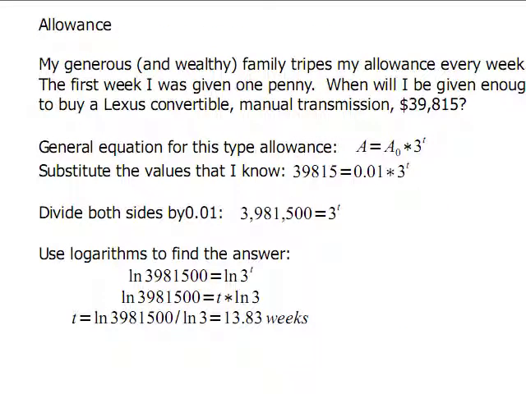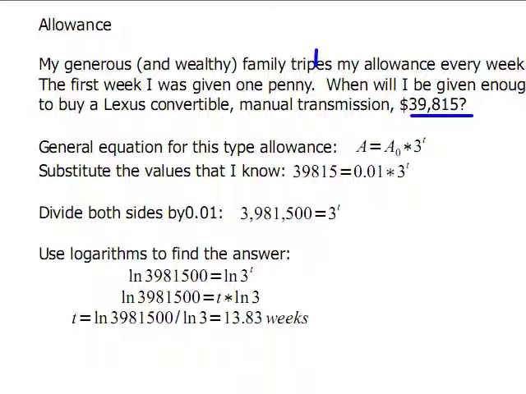Here's the allowance problem. There was supposed to be an L in there. My generous and wealthy family triples, T-R-I-P-L-E-S, my allowance every week. The first week I was given just a measly penny, but things would probably work out well very soon. Assuming that I don't save any money from week to week, I would like to know, when can I buy, we like manual transmissions, and we want a Lexus convertible.